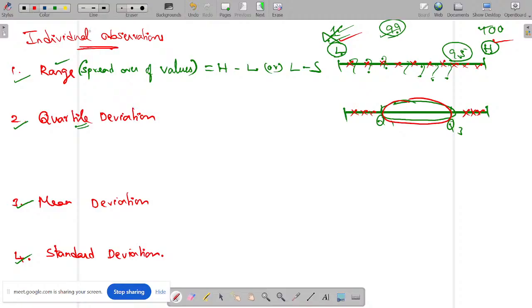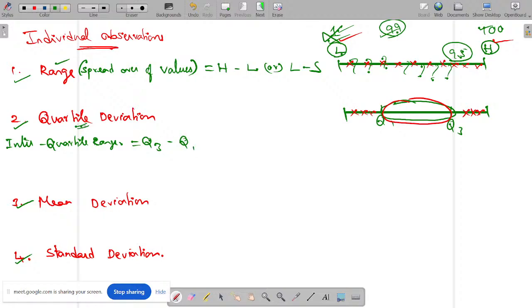But before directly considering quartile deviation, we'll go for another measure called the interquartile range. What is the interquartile range? The difference between the quartiles. What is the range? The difference between the highest and the smallest value. What is the interquartile range? The value between the highest quartile and the least quartile. What's the highest quartile? Q3. What is the lowest quartile? Q1. Q3 minus Q1.